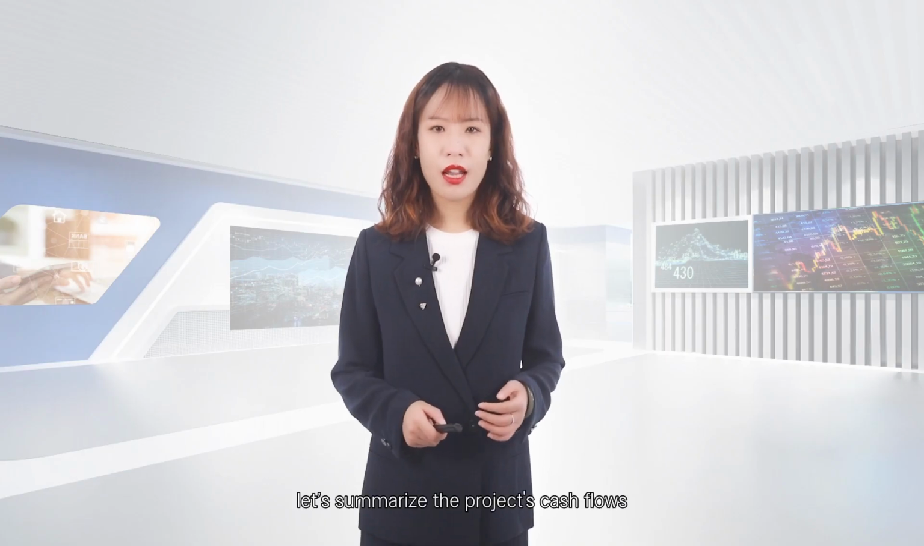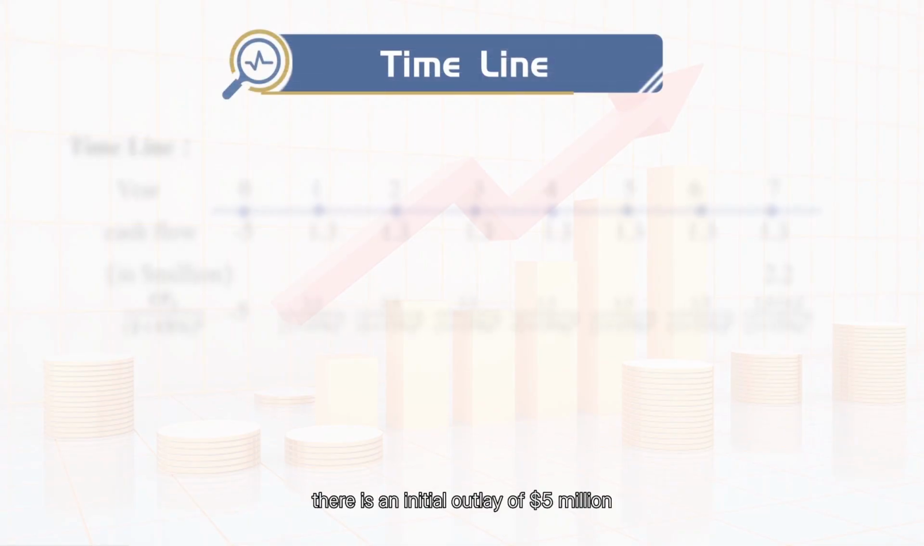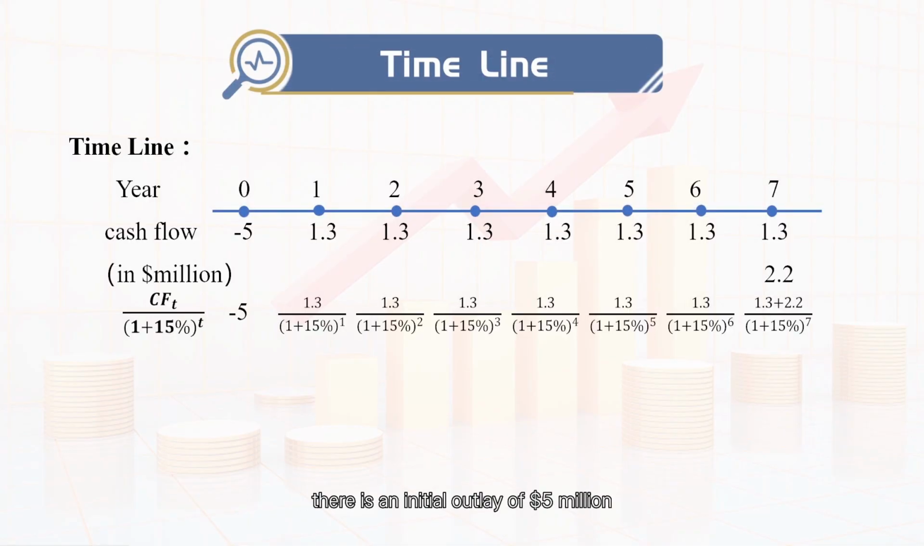Next, let's summarize the project's cash flows. There is an initial outlay of $5 million, cash inflows of $1.3 million at the end of years 1 through 7, and an additional $2.2 million cash inflow at the end of the project's life in year 7. The cash flow diagram for the investment therefore looks as follows.